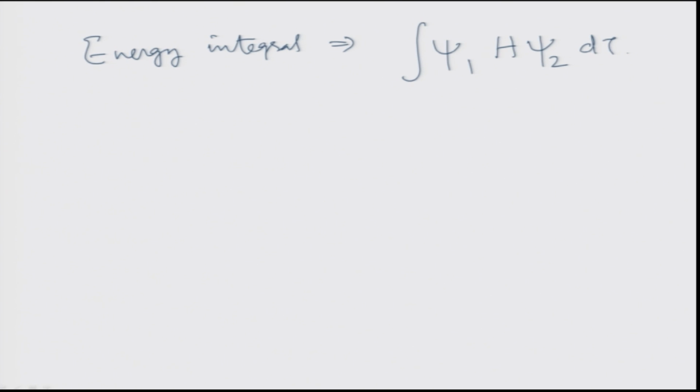So far we have been saying that this integral may have a non-zero value if psi 1 and psi 2 have the same symmetry. That means psi 1 and psi 2 belong to the same irreducible representation of the point group, because the Hamiltonian, being the energy operator, is totally symmetric. So, psi 1 and psi 2 must have the same symmetry, otherwise the integral will be 0.